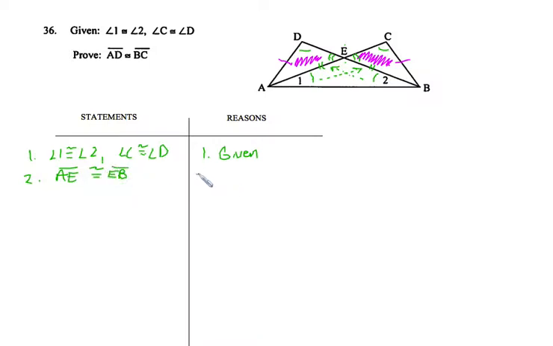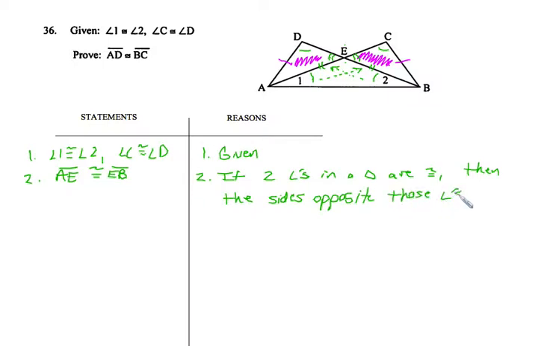So AE and EB are the same because if two angles in a triangle are congruent, then we know the sides opposite those angles are also congruent. And again, you can use the converse of the isosceles triangle theorem here if you wanted to, but I don't ask that you try and remember that, but if you want to save yourself some writing, that would be okay to use here. It's the converse of the isosceles triangle theorem.